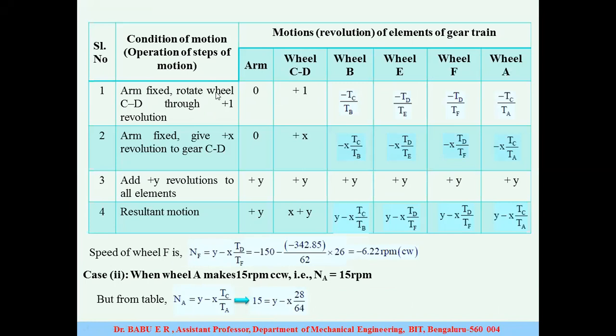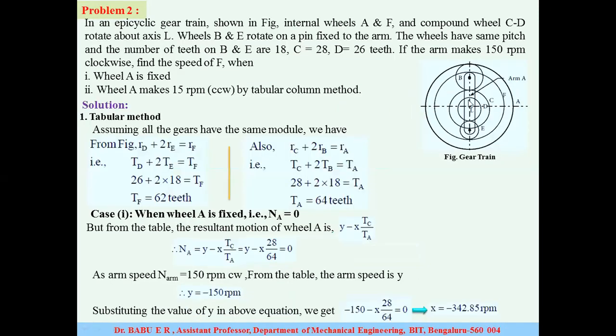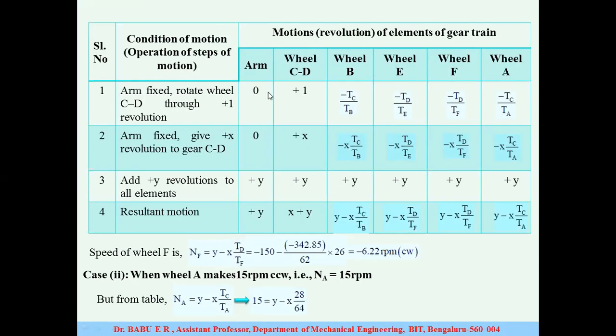RM is fixed. Rotate the wheel CD through +1 revolution. So whatever the first wheel has taken, you just rotate this first wheel to +1 revolution, right? When you go to this diagram, RM is fixed. I am rotating the compound gear CD to +1 revolution. Now you have to find out the number of revolutions of wheel B, E, F, and wheel A. So it becomes 0. This becomes +1.